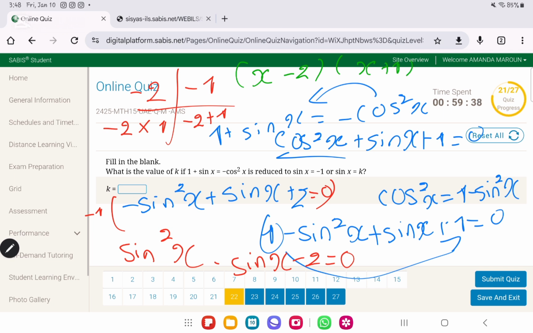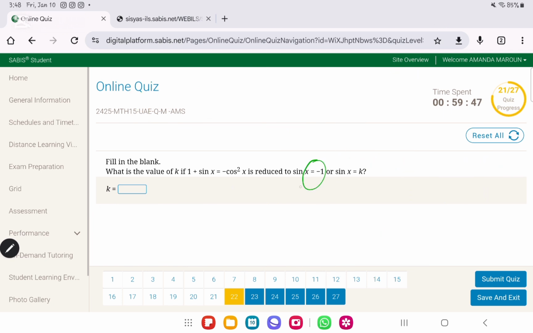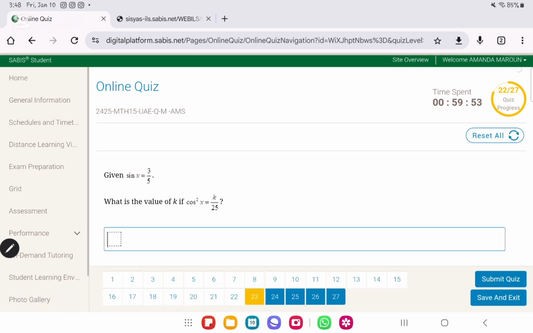We need to solve them equal to 0, so each one is equal to 0. That gives us x is equal to 2 and x is equal to minus 1. They already gave us x is equal to minus 1. Then what about this one? It is definitely the other option, which is 2.